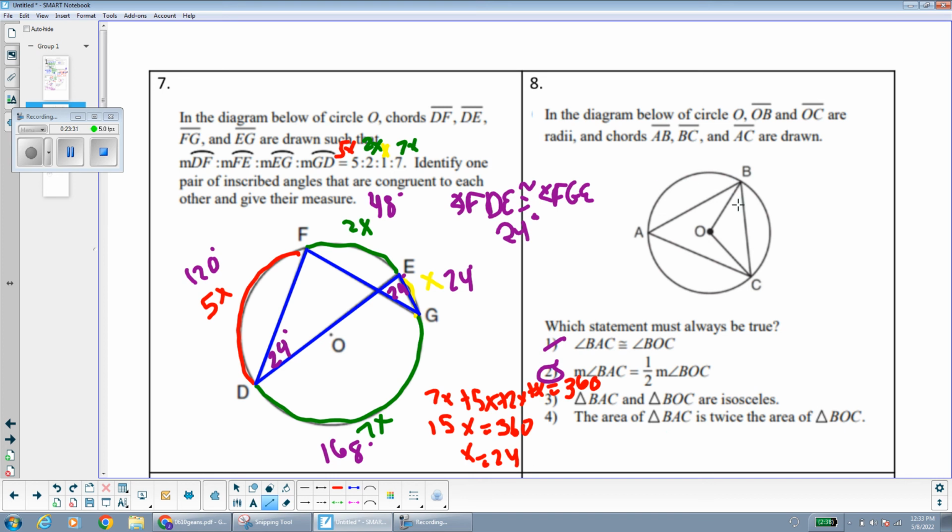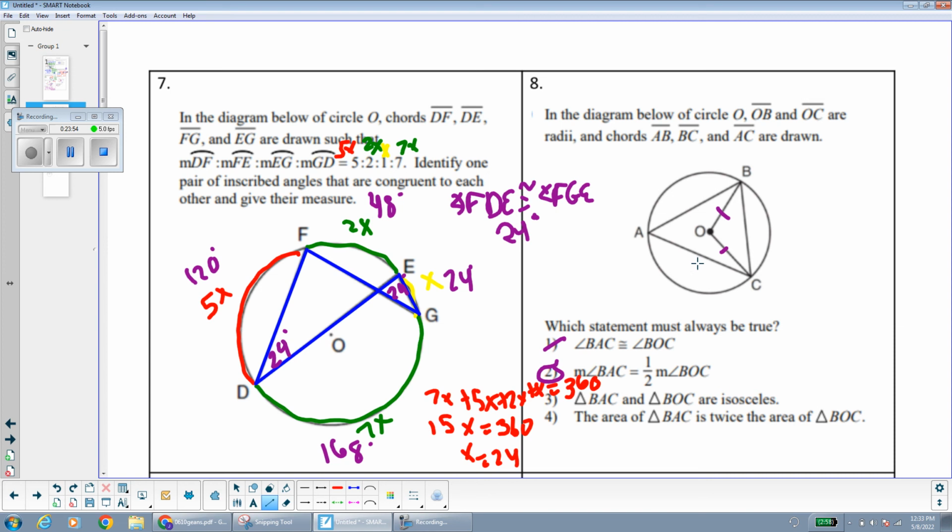Triangle BAC and triangle BOC are isosceles. OB and OC are radii of the circles, so it is true that triangle BOC is isosceles. But I don't know if triangle BAC is isosceles because AB is just a chord. It doesn't pass through the center. And AC is a chord. It doesn't pass through the center.